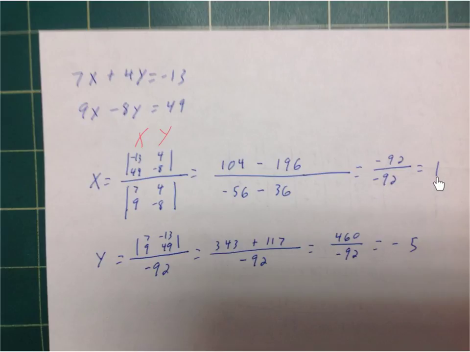So that's the quotient for x. Now we already have the bottom determinant for y. And so this time in the second column we'll put the constants, negative 13 and 49. The other column will match the bottom determinant here. So then this diagonal's 343. The product of this diagonal will be a negative 117, but we're subtracting, so a minus and a negative will be a plus. So it gives you 460 over negative 92, which is negative 5. Hope this helps.